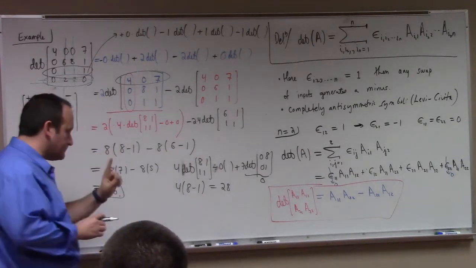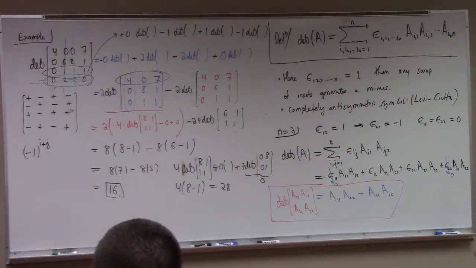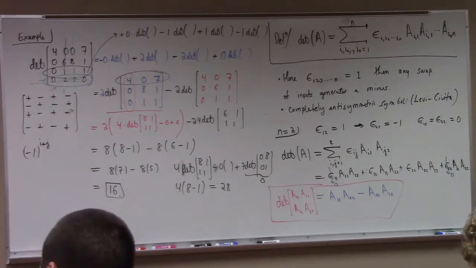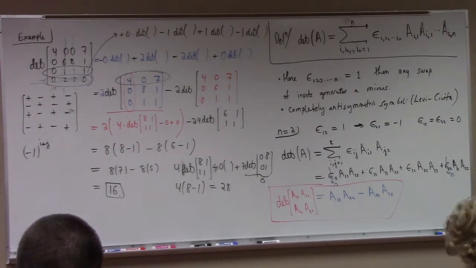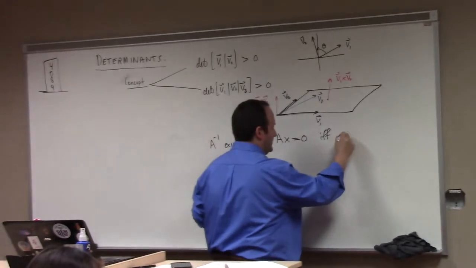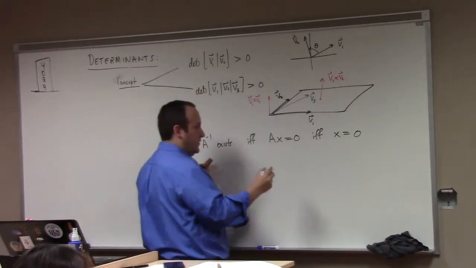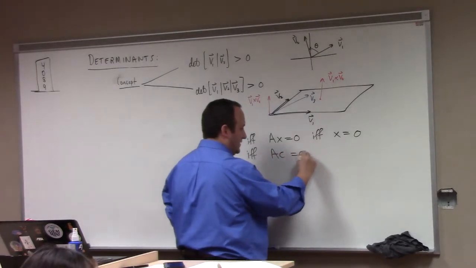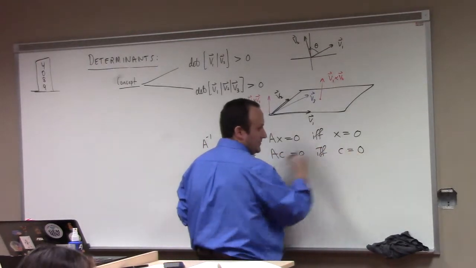Okay, so a theorem we should think about before I get any further. What was our theorem? A inverse exists if and only if what? Ax equals 0 if and only if what? x equals 0, right? But let me just relabel that. Ac equals 0 if and only if c equals 0.